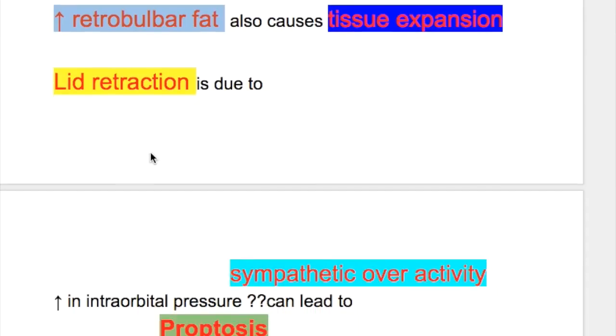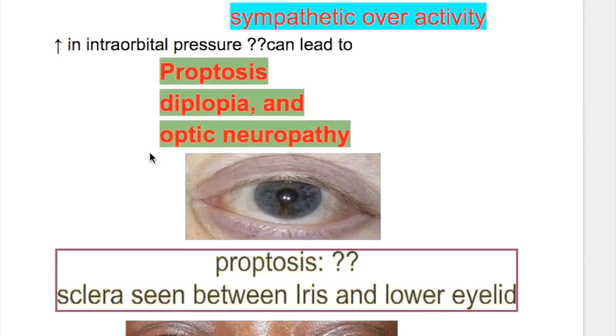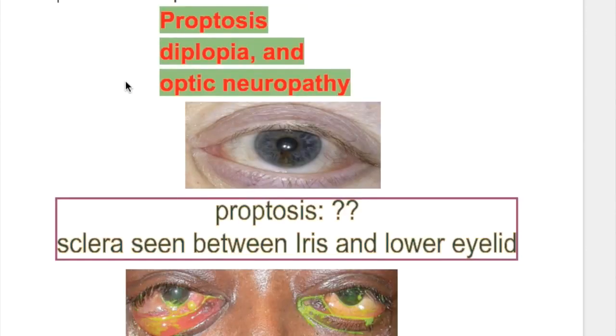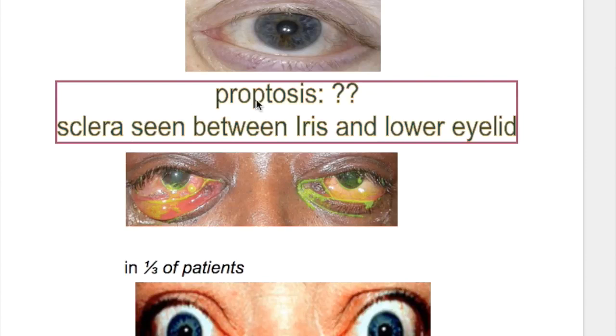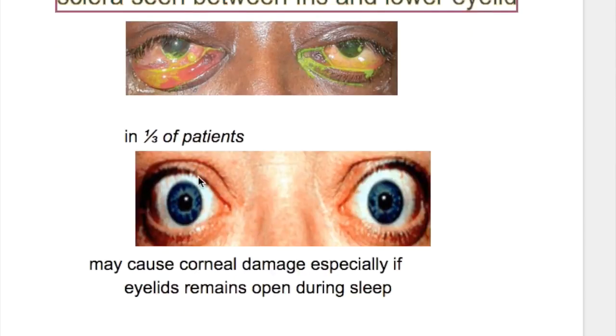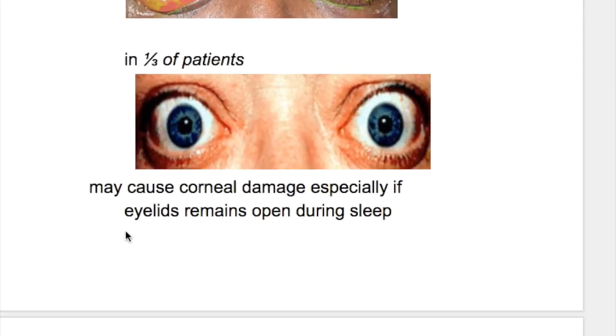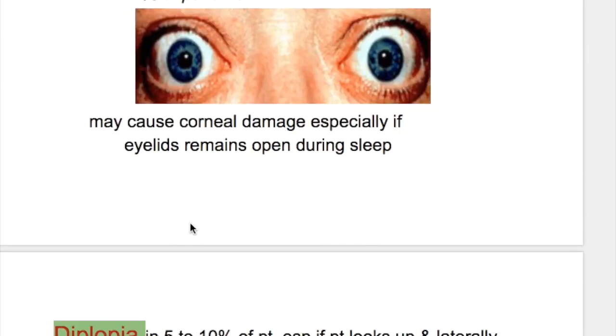Lid retraction is due to sympathetic overactivity and increased intraorbital pressure. What does it cause? It can lead to proptosis, diplopia, and optic neuropathy. And what's proptosis? In the earliest form, sclera is seen between the iris and the lower lid, but in advanced cases, sclera around the cornea is seen on all sides. It affects 1/3 of patients and may cause corneal damage, especially if eyelids remain open during sleep.